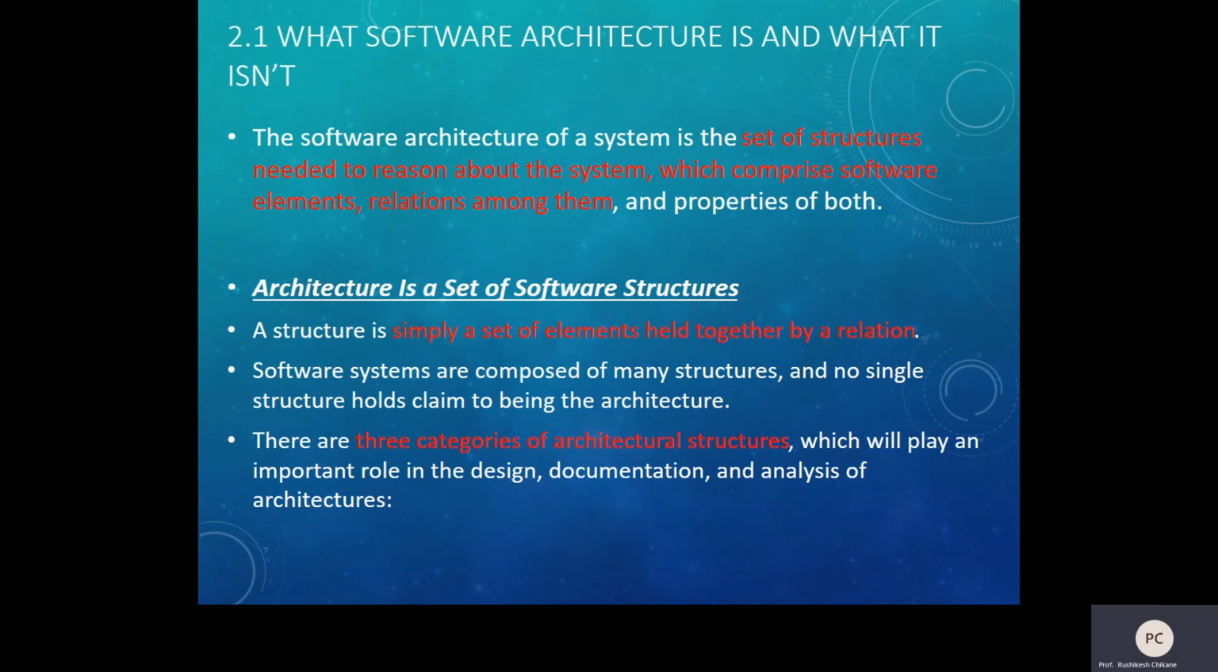Whenever we say software architecture, it means the elements which are present in the software and the relationships among those elements. How the elements present in that software are going to communicate with each other, what type of relationship they have, and how they pass data from one place to another, that is nothing but a software architecture. So architecture is a set of software structures.